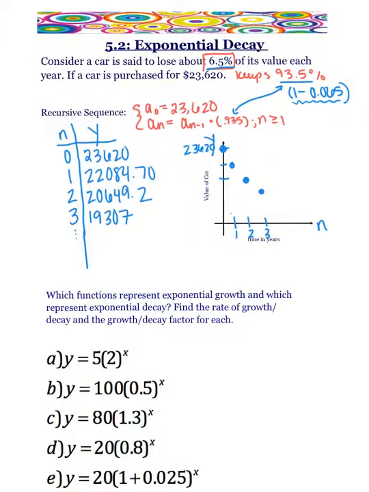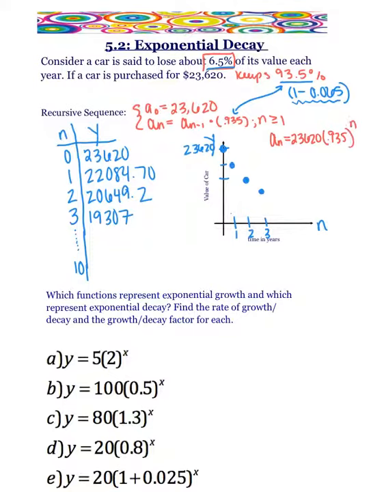Let's say I wanted to know, how much is it worth after 10 years? Well, then an explicit formula would be much nicer. If I'm going to rewrite this recursive sequence in an explicit formula, I'd have a sub n equals my initial amount, 23,620, times my common ratio, which is 0.935, raised to the n.